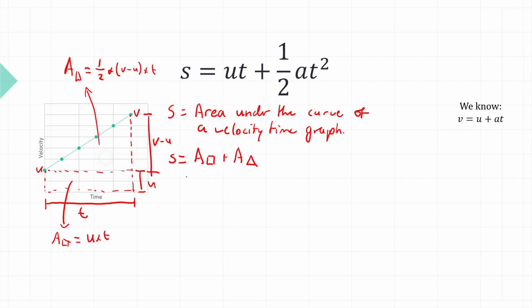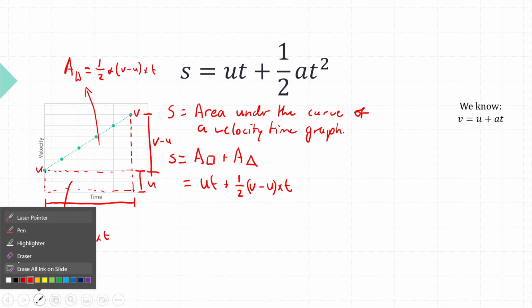I can put those areas into our displacement formula. So that's going to be ut plus half v minus u times t. Already we should start to see that the formula is taking a very similar shape to our second kinematic equation, but we're not all the way there yet.